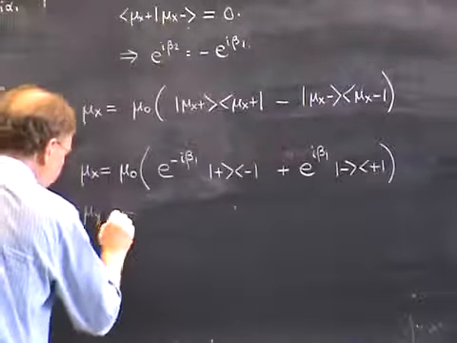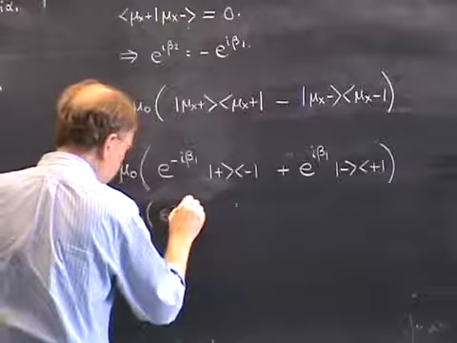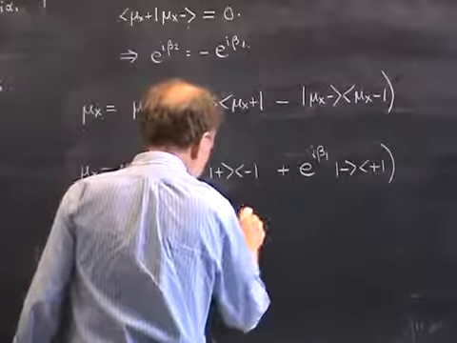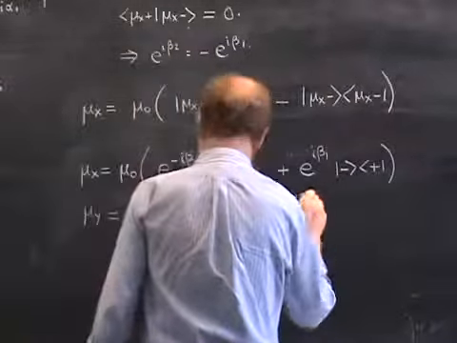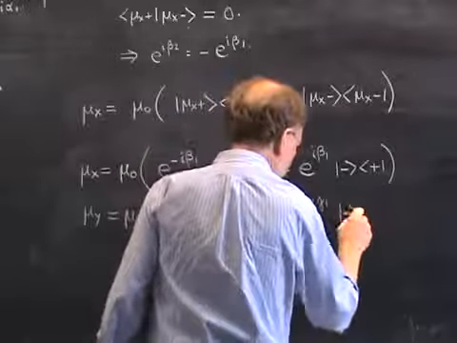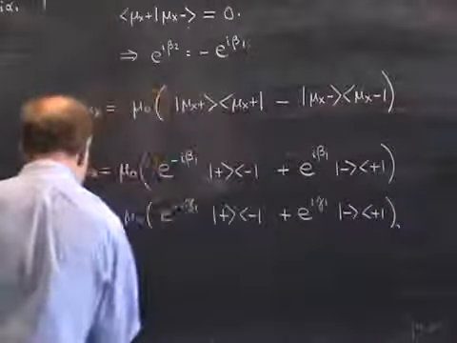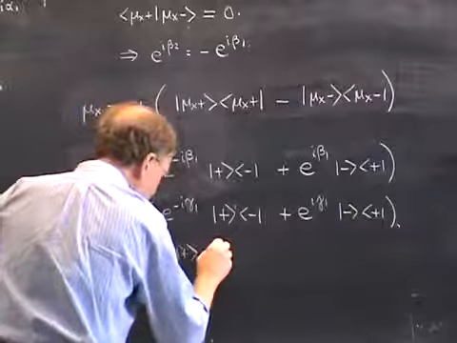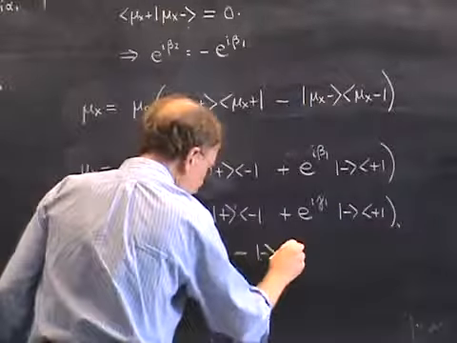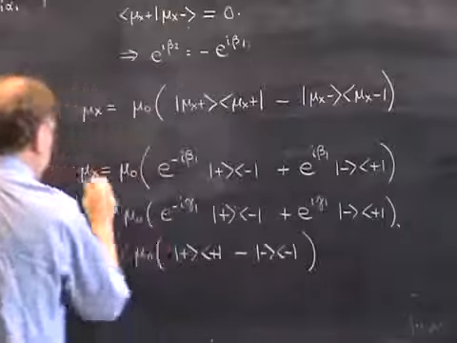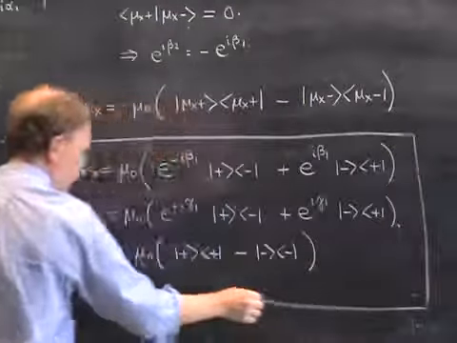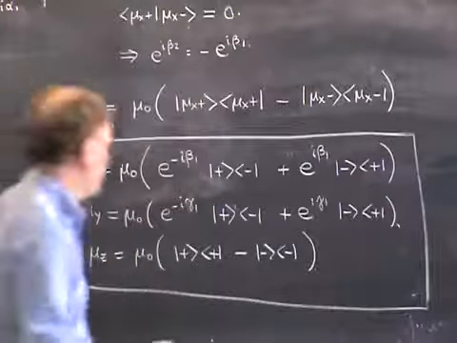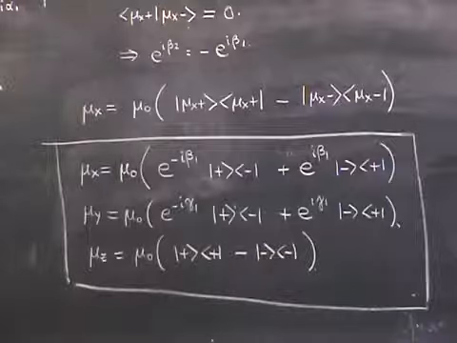Similarly, for the mu y, you'll find that this is mu 0 times e to the minus I gamma 1 plus minus plus e to the I gamma 1 minus plus. And finally, mu z is the easiest one to write down. It's plus plus outer product minus minus outer product. And here what I've done is I've written the three operators in terms of outer products of the eigenspace of the operator mu z, like this. And there are still these two unknown phases that occur here.